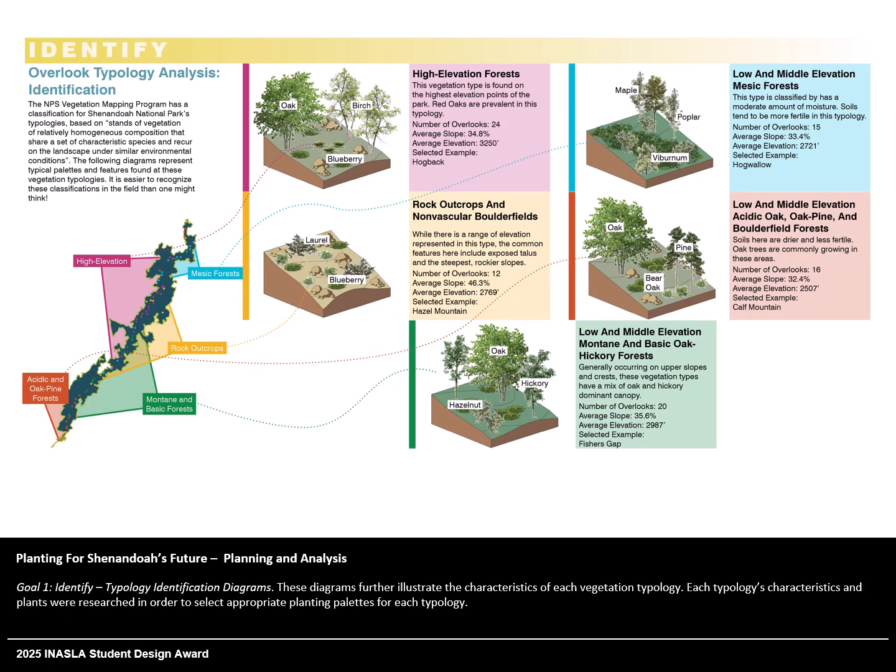These diagrams further illustrate the characteristics of each vegetation typology, including slope, elevation, a description of each typology, and plants that you'd commonly find there.